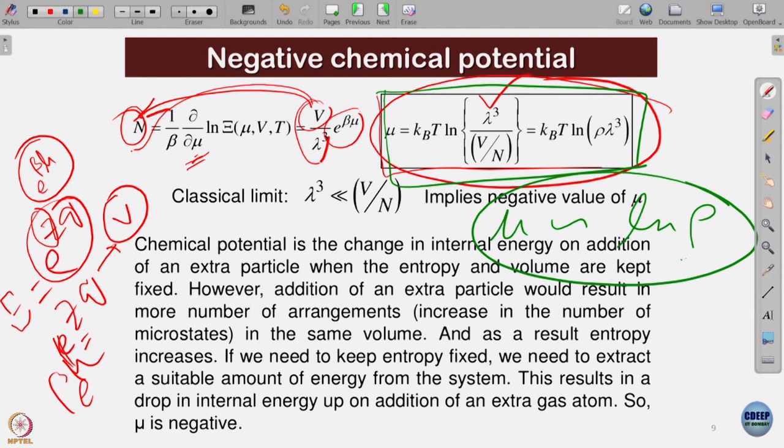Chemical potential is the change in internal energy on addition of an extra particle when the entropy is held fixed, and that is given here. However, an extra particle would result in more arrangements in the same volume, as a result entropy increases. So basically what one is trying to tell here, and that is how it is done in undergraduate textbooks, is that the chemical potential in an ideal gas, when the molecules are not interacting with each other, is of entropic origin. It is very, very important to understand that chemical potential in the ideal gas law is of entropic origin. So the ideal gas law gives us a fantastic way to talk of entropy, because all you have is entropy.